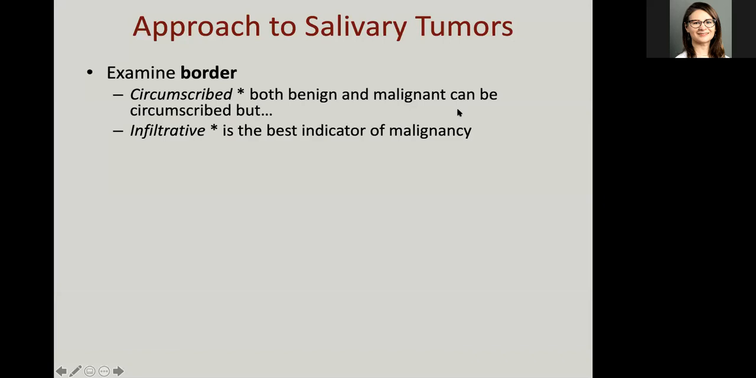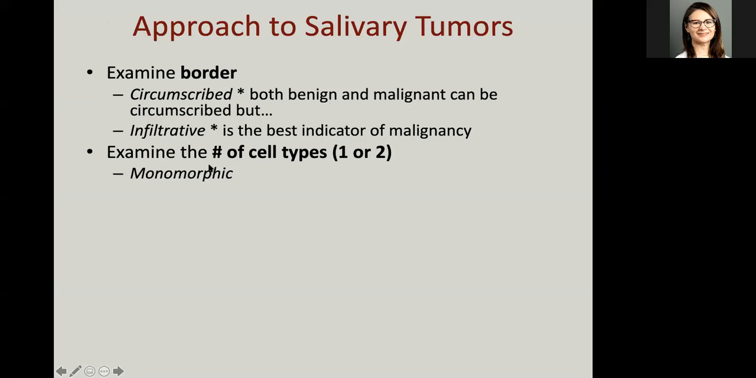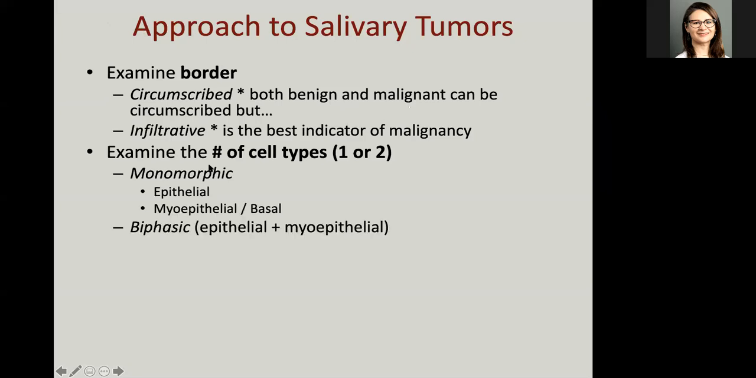So my approach to salivary tumors histologically is to examine the border being circumscribed or infiltrative. So a circumscribed border can be both a benign tumor, benign adenoma, as well as a very, very low grade malignancy. However, infiltration is certainly the best indicator of malignancy, and sometimes it can be subtle. As I said, we examine the number of cell types being monomorphic, one type, either epithelial or myoepithelial, and then biphasic being both epithelial and myoepithelial.